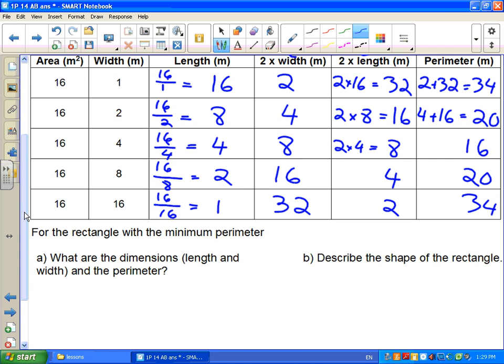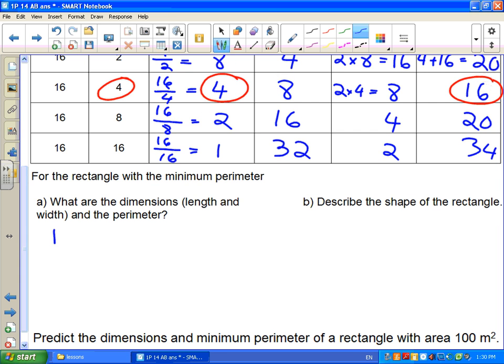But let's answer these questions here. For the rectangle with minimum perimeter, which one has our minimum perimeter here? Yeah, the 16. This is our minimum perimeter. And what we're interested in are the length and the width. So what are the dimensions, length and width, and the perimeter? Well, our perimeter is 16 meters. Our length is 4 meters. And our width is 4 meters.